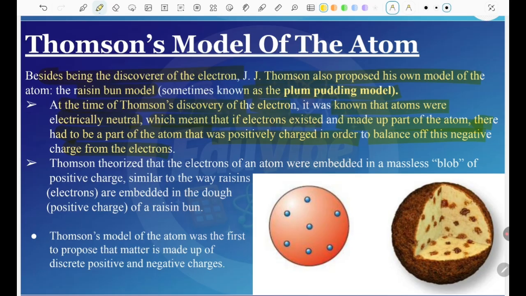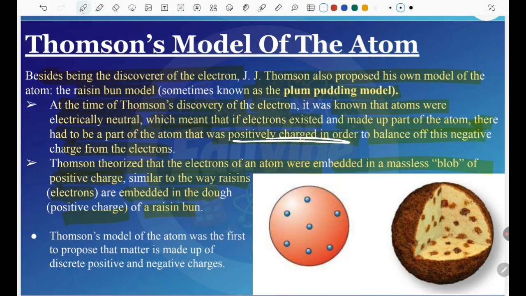So the negative charge of electrons should be balanced out with some positive charge, because there's a large number of negatively charged particles in any atom. To balance this, they proposed that there should be something positively charged. So Thomson theorized that the electrons of an atom were embedded in a massless blob of positive charge, similar to the way raisins are embedded in dough.